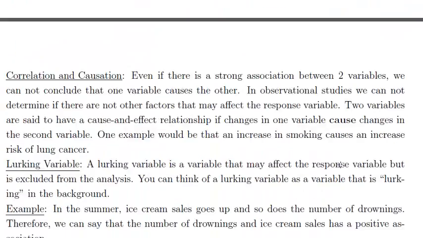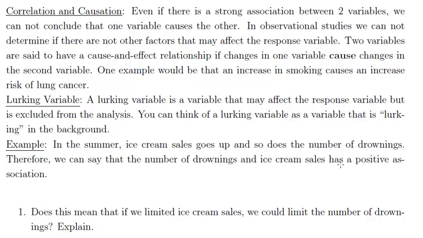The one other thing I just want to talk about before we end this video is correlation and causation. And there's a tendency to conclude that if two variables have a strong association, that one variable causes the other. And this isn't true. We don't know that if we have an observational study. It could be that there are other variables that are causing the changes. So there's a third variable that might be affecting both of the variables.